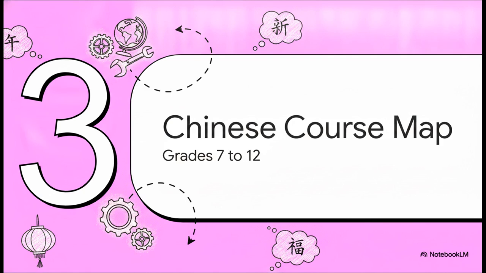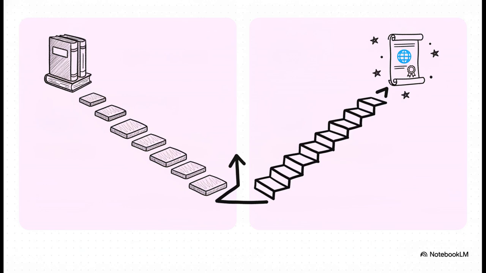All right, Section 3, your Chinese course map, charting grades 7 to 12. You essentially have dual pathways available in the curriculum. On the left, we've got the standard progression, Chinese I through V. But then on the right, you have the specialized track, starting at HSK 3 and going all the way up to V. But listen, whichever path you choose, your early mastery of tones and pinyin is going to heavily dictate your success.